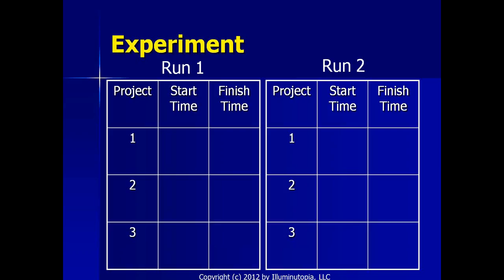So let's do an experiment now. If you want to, you can do this later or do it now with me: take out a piece of paper, and we're going to get an understanding of what happens in a multi-project environment or with a person who's doing bad multitasking. So what we have is 3 projects.